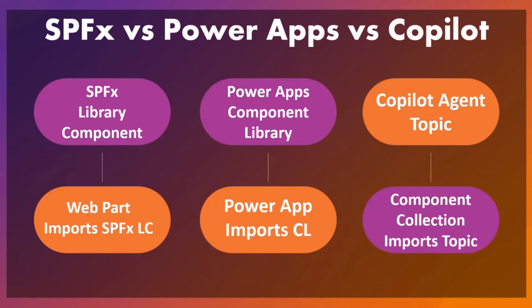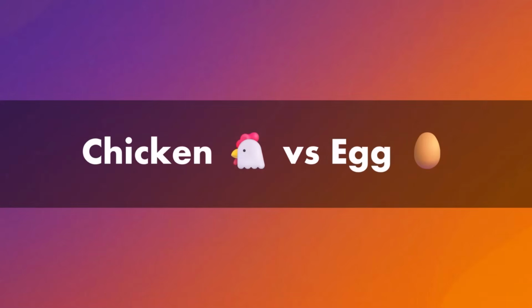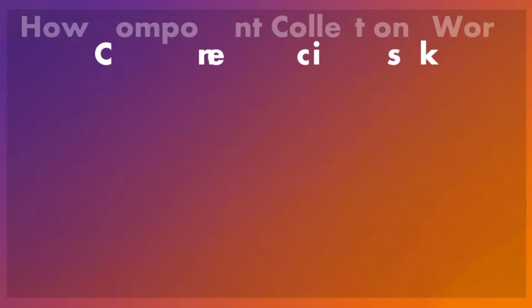Well, it's a little different inside of Copilot Studio because what you have to do is you create the agent first. So you start with creating your agent, you create your tools, your topics, whatever it is that you're going to take advantage of, and then you create a component collection which will then import your topic, right? So it's a little bit of a chicken versus egg kind of thing, which came first, right? And so it feels a little bit backwards when you start building, but don't worry, we're going to demystify it.